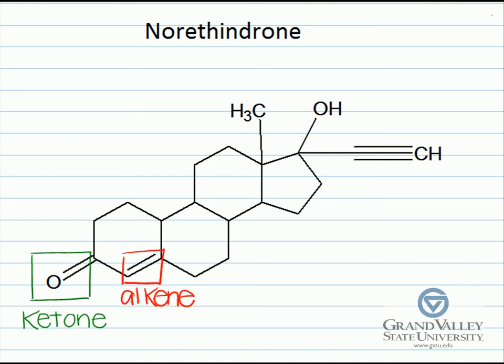Then we see the hydroxyl group attached to the five-membered ring. The carbon bonded to this hydroxyl group is also not part of an arene or a carbonyl group. Therefore, this is an alcohol.